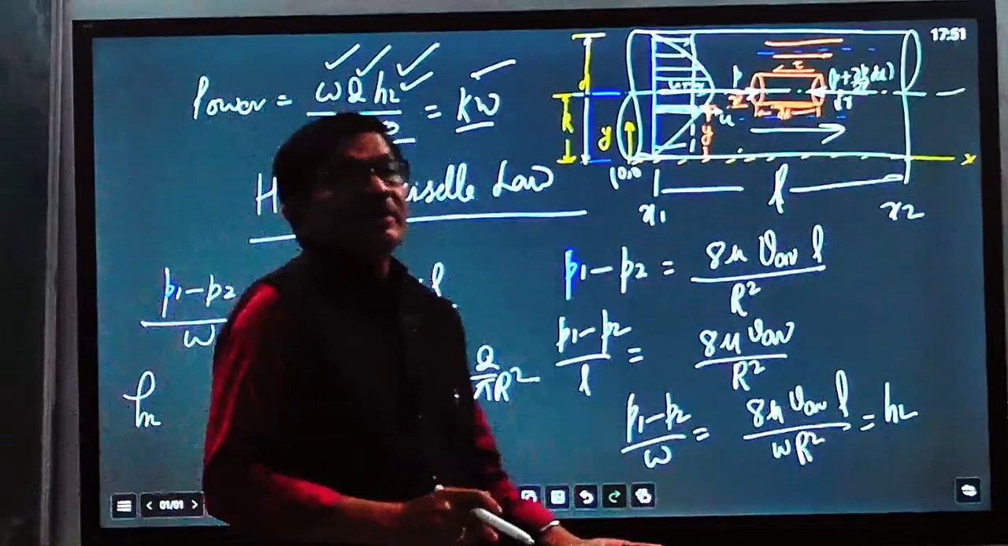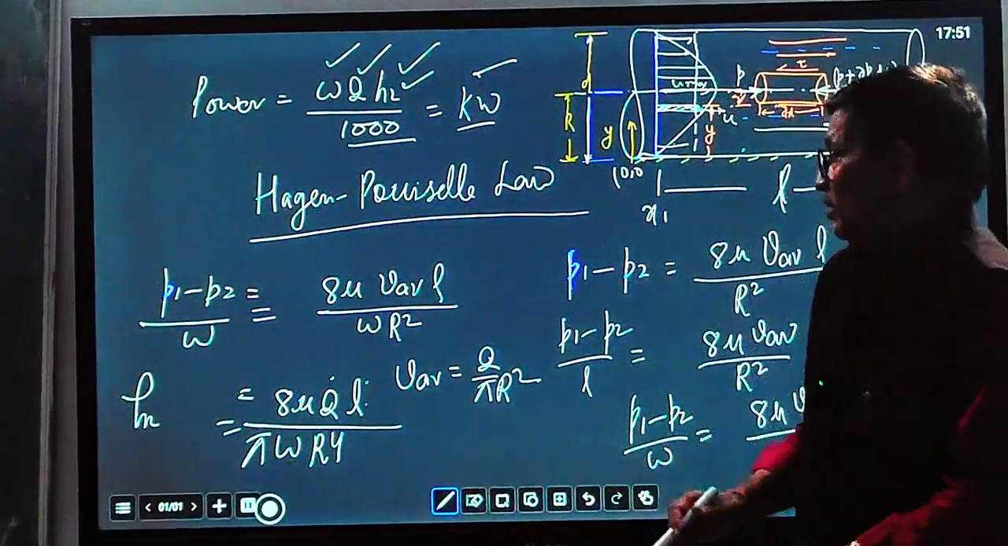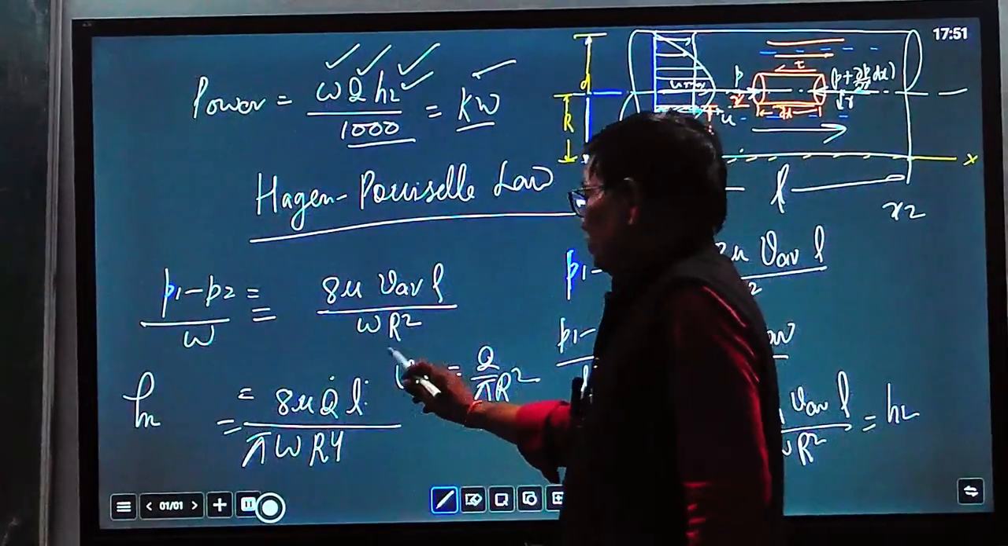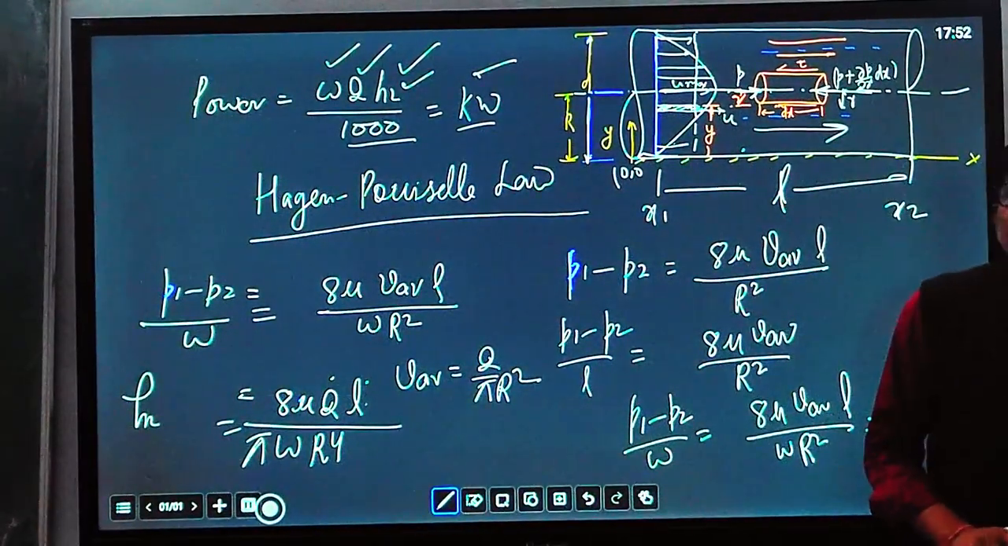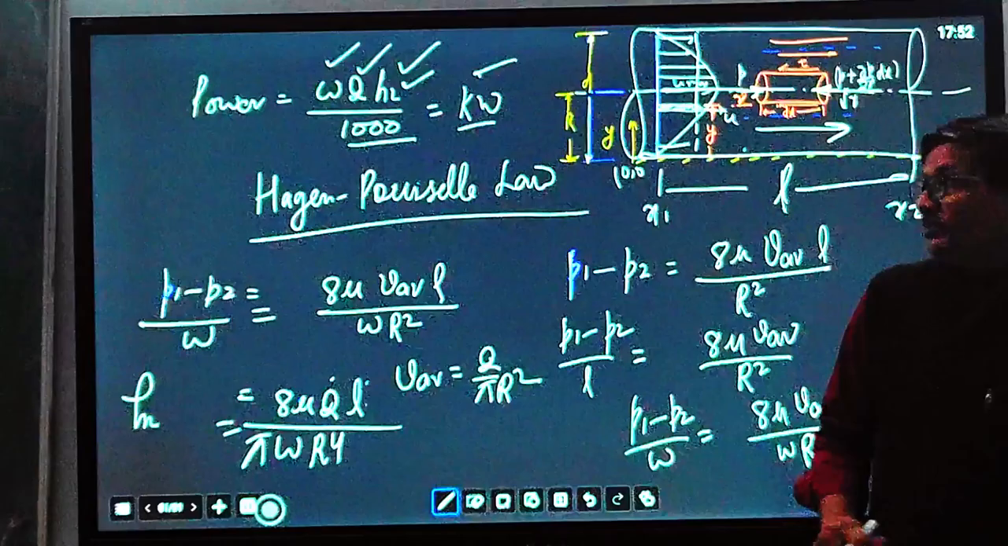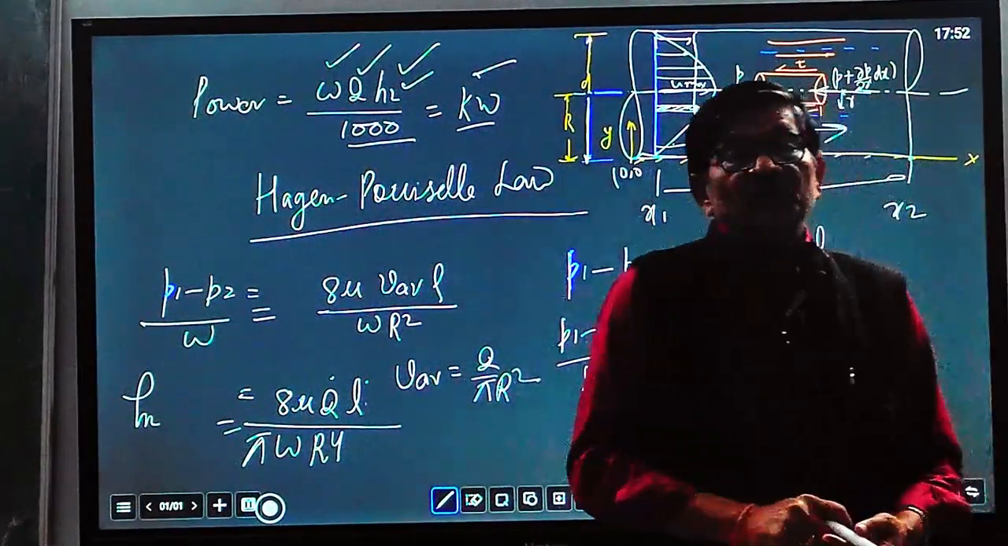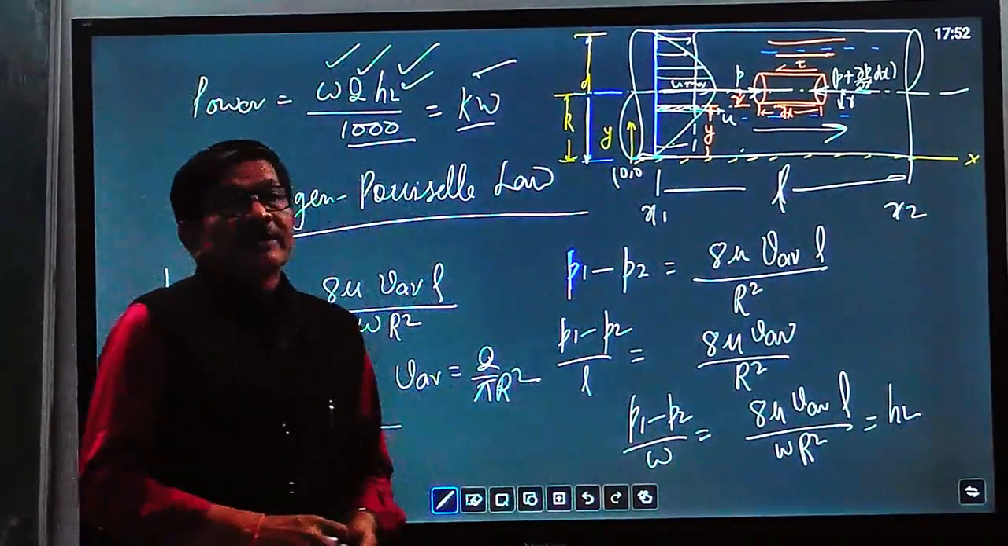So this is a very, very important point from the competition point of view, whether it is an engineering examination, IES examination, GATE examination, or any public sector examination. These terms are very useful for you to understand the concept.